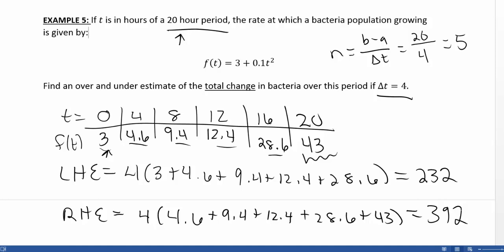So we can see that the change in bacteria is positive, but we don't know exactly how many bacteria there are because we don't know how many we started with. But we have a general sense of how much it's changed over this 20-hour period. So the difference in this problem, again, was that we had to set up our own table instead of having one provided to us. And we were able to do that by figuring out our values for t using the delta t and your interval, b minus a, and plugging them into the given rate to get the corresponding rate values.